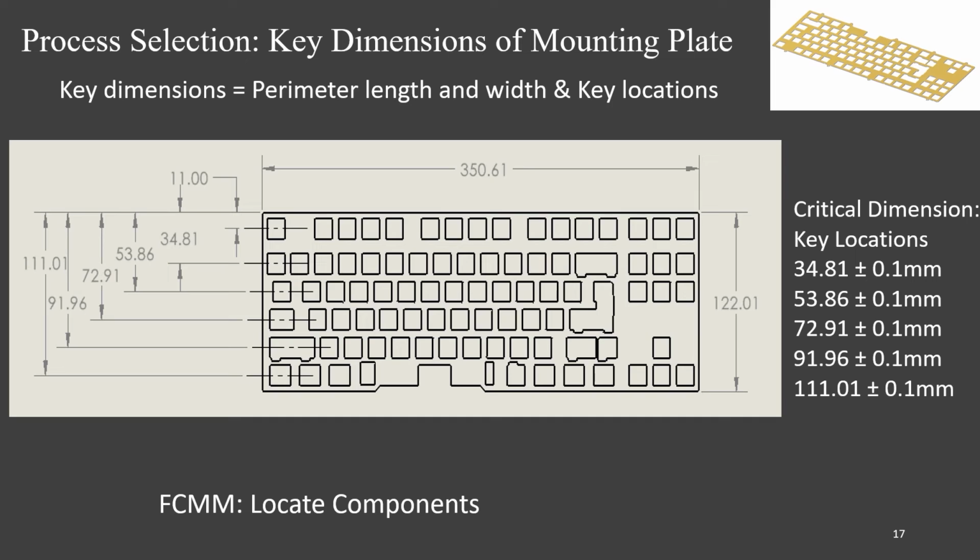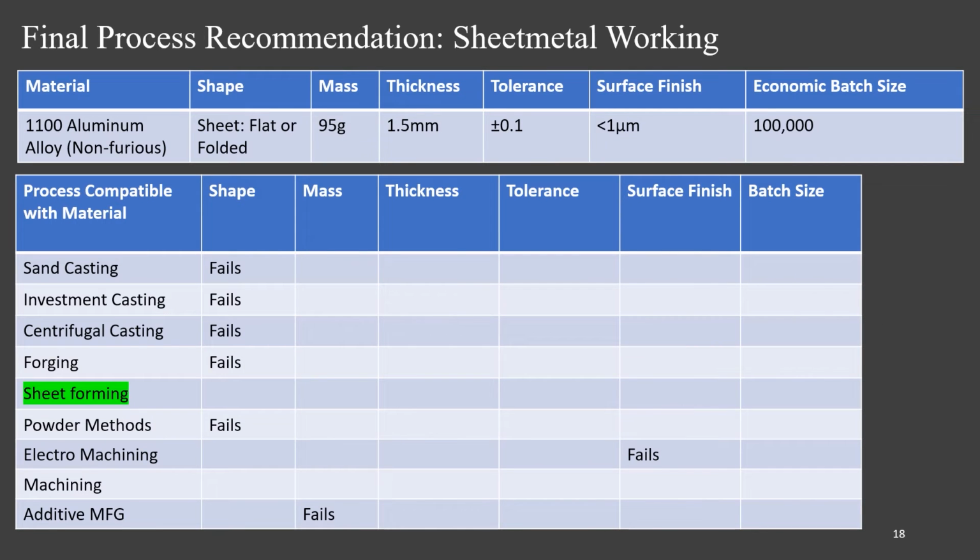For the process selection of the mounting plate, we determined that the key dimensions were the perimeter length and width and the locations of the keys. By looking at the functional component mapping matrix, we determined that the most important function was locating components. With this, we determined that the critical dimension were the key locations. We designated a tolerance of plus or minus 0.1 millimeters to ensure that the locations were accurately placed for further assembly. This slide shows the rest of the properties for the mounting plate.